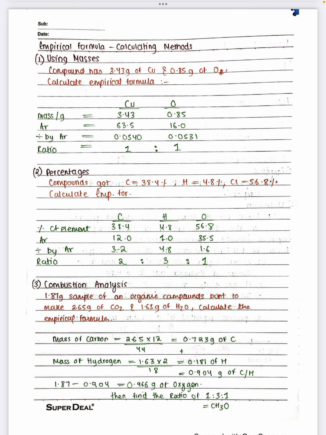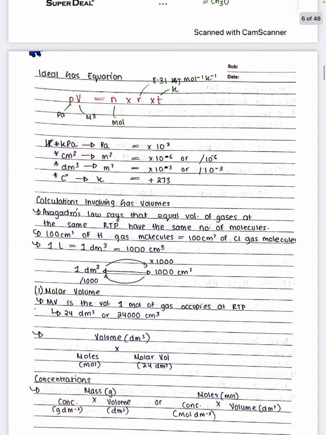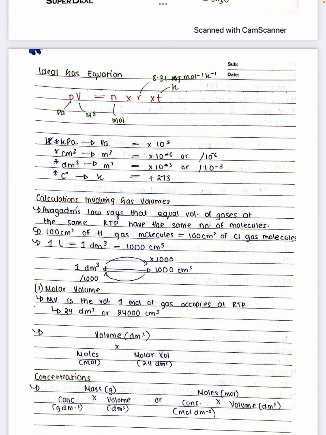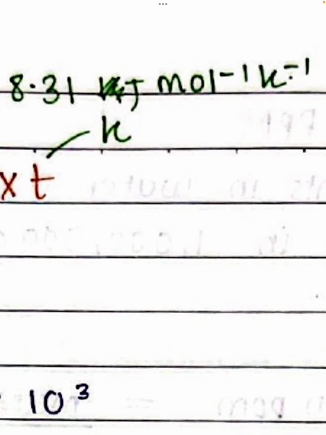Empirical formula: calculating methods using masses, percentages, and combustion analysis, as you see over here. Ideal gas equation: PV = nRT. P is pressure in pascals, V is volume in cubic meters, n is in moles, R is 8.31 J mol^-1 K^-1, which is a constant, and T is in kelvin.